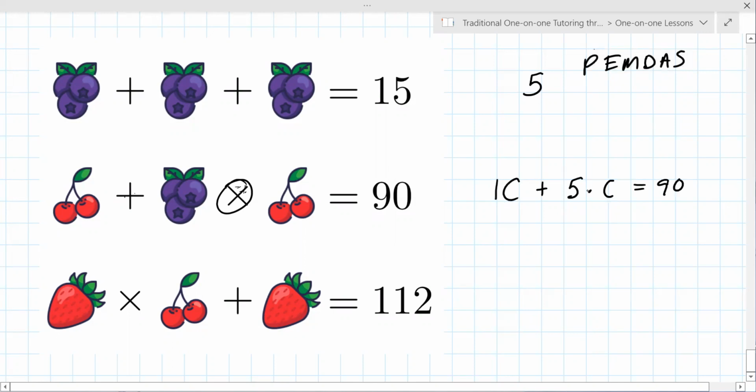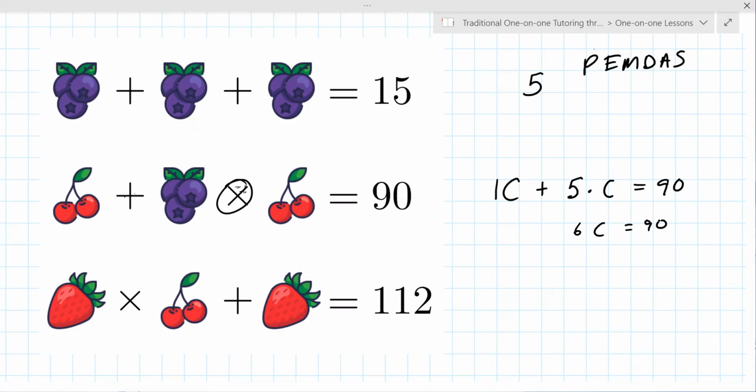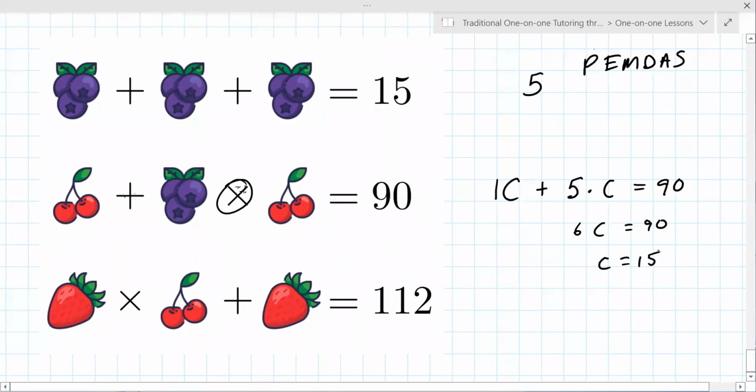You can actually add these together. 1C plus 5C is 6C equals 90. What's the value of C? 15. C is 15. Okay. Now the final line here, you've got a strawberry times a cherry. What's the value of cherry? 15. 15 times the strawberry equals 112.